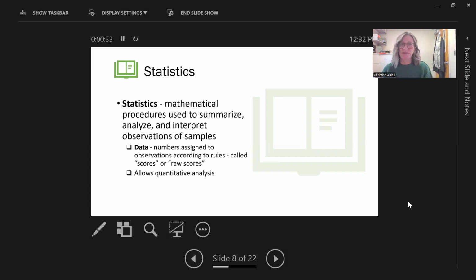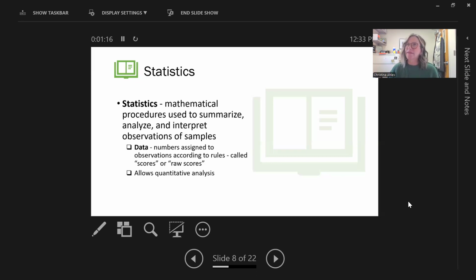So when we think of the term statistics, as you could see on the PowerPoints, it is ways that we summarize or interpret observations of samples. So it's a mathematical procedure. You've probably been exposed to statistics already. So, for example, if you watch NFL football, if you ever have heard them report the average yards per game, that average is a statistic. It is a value that is kind of summarizing something about the NFL or football.